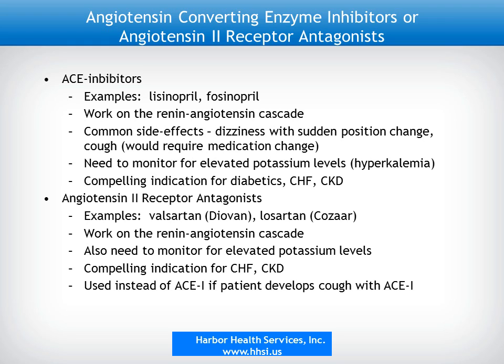You need to monitor these patients for elevated potassium levels. And then there's the angiotensin 2 receptor antagonists, such as the sartans, so valsartan, Diovan, losartan, Cozaar. Patients who develop a cough on ACE inhibitors can be switched to these medications. They also work similarly on the renin-angiotensin cascade, and can also cause elevated potassium levels.